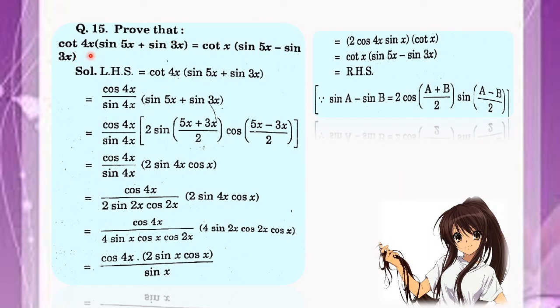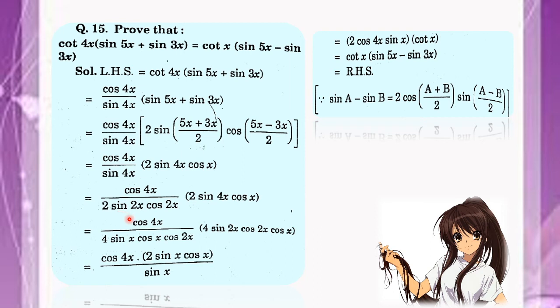15th question, cot 4x (sin 5x plus sin 3x). Let's take the left hand side. Cot 4x, we have converted into cos by sin, and then inside the bracket let's apply the property sin a plus sin b and solve as we did in the last two questions, and then cos 4x upon sin 4x, 2 sin 4x cos x. Now what we did here, in the denominator we applied that same identity, sin 2x is equal to 2 sin x cos x.